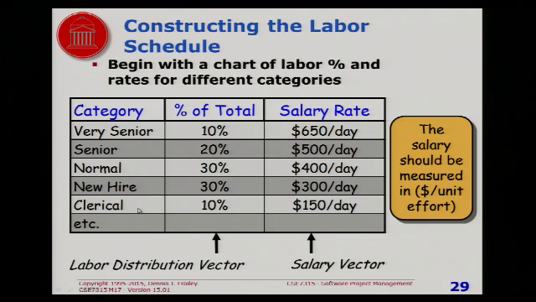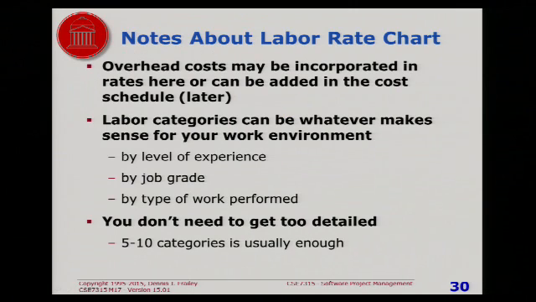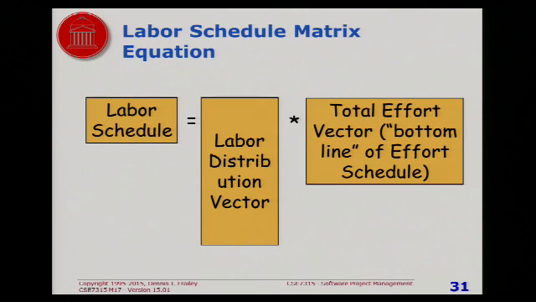Well, every company does it differently, so that's why I'm saying I don't care what your categories are. The idea is whatever your categories are, you have to divide it up this way. You could do it by level of experience, by job grade, type of work performed, or some combination of those. I would say that in most situations, 10 categories is plenty. But who knows how your company does things.